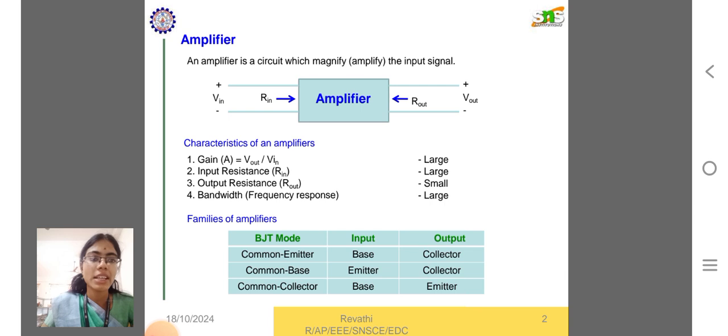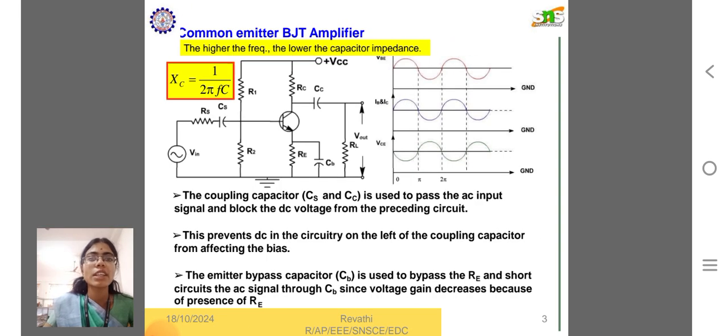In BJT mode, in common emitter the input acts as the base and the output acts as the collector, whereas in common base, the emitter acts as the input and the collector acts as the output. In common collector, the base acts as the input and the emitter acts as the output. The common emitter BJT amplifier circuit diagram is given in this circuit.